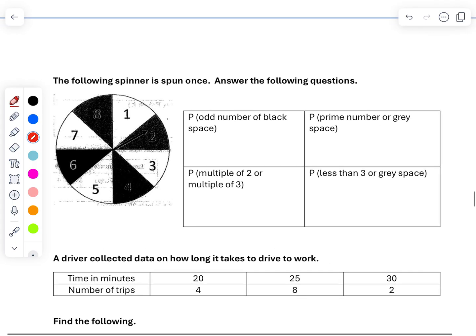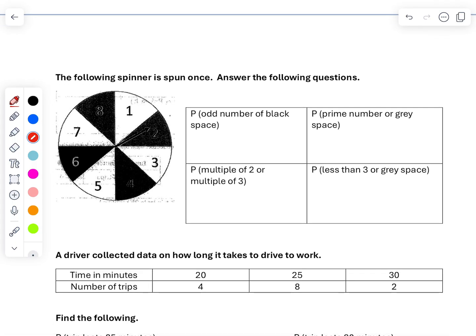Okay, we have a spinner here, and it looks like we have numbers 1 through 8. We have 4 white numbers and then 4 black numbers. So the first one here says, what's the probability of an odd number? That should say or a black space. So the probability of an odd number, we have 1, 3, 5, and 7. So there's 4 odd numbers.